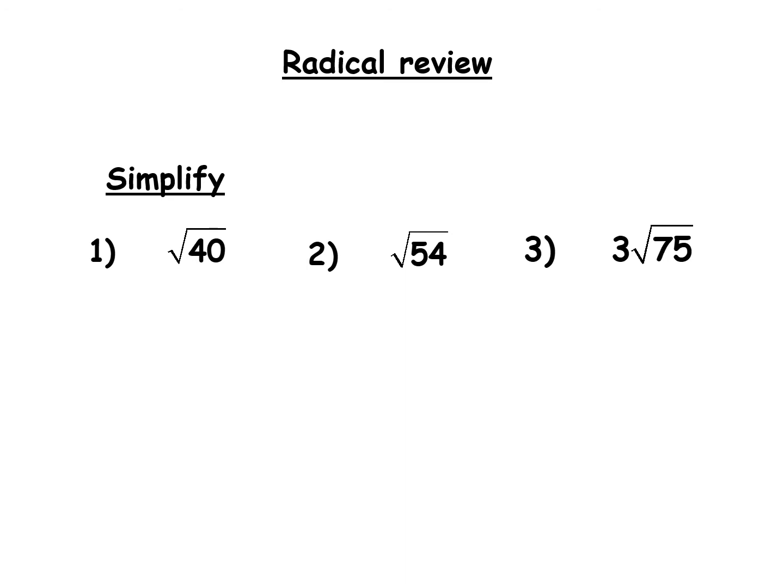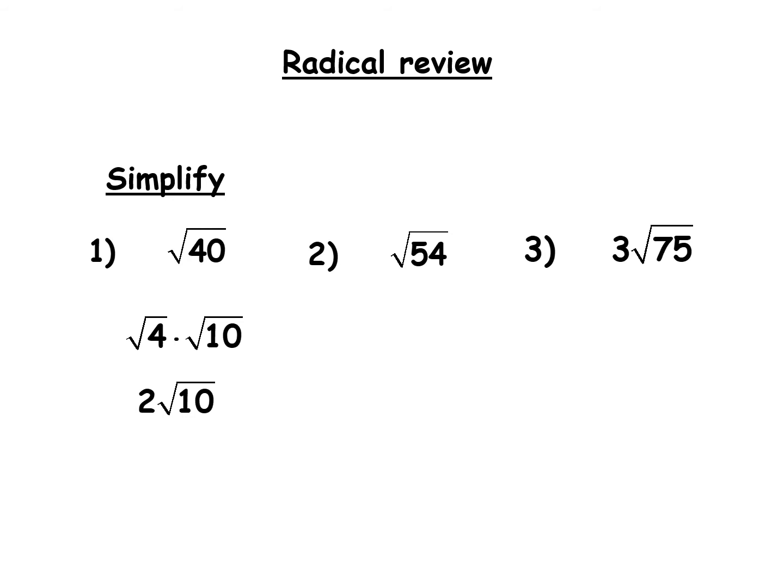Some of the easiest ways is to look at the radical and think, what two numbers can I multiply together, one which is a perfect square, and have it equal the number that's under there. So if we think about that, well, 4 is a perfect square, so 4 times 10 equals 40. So I can break this down to the square root of 4 times the square root of 10. I know the square root of 4 is 2, so this simplifies down to 2 times the square root of 10.